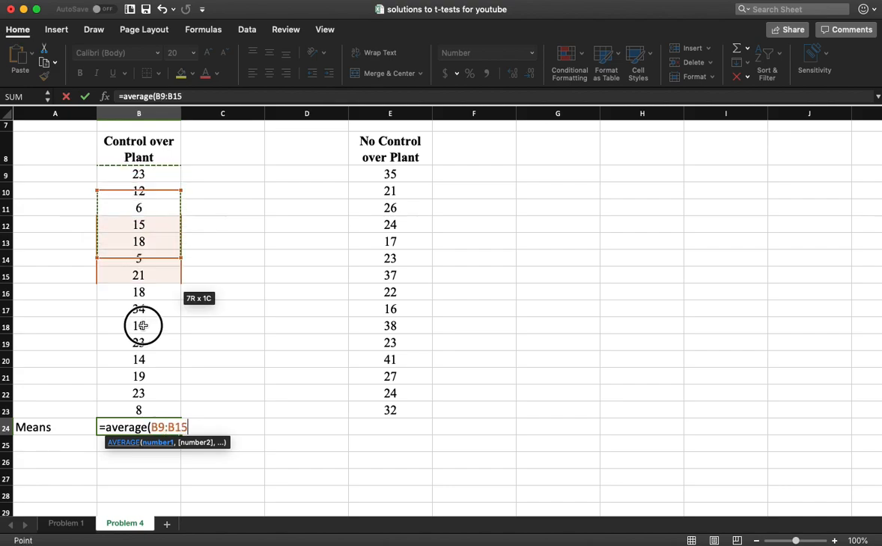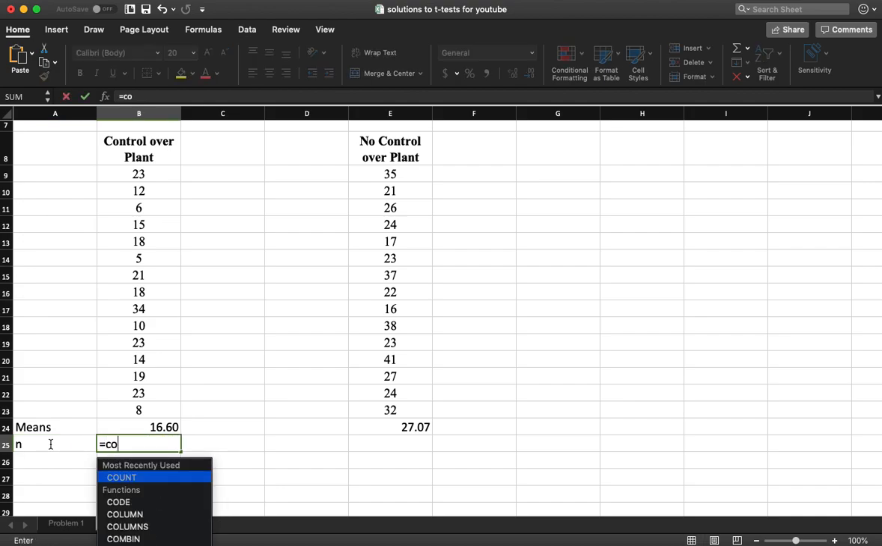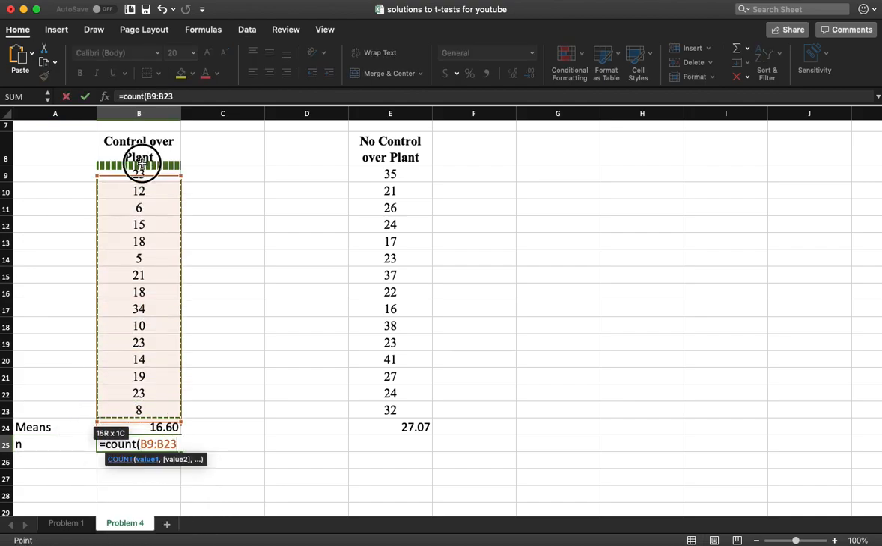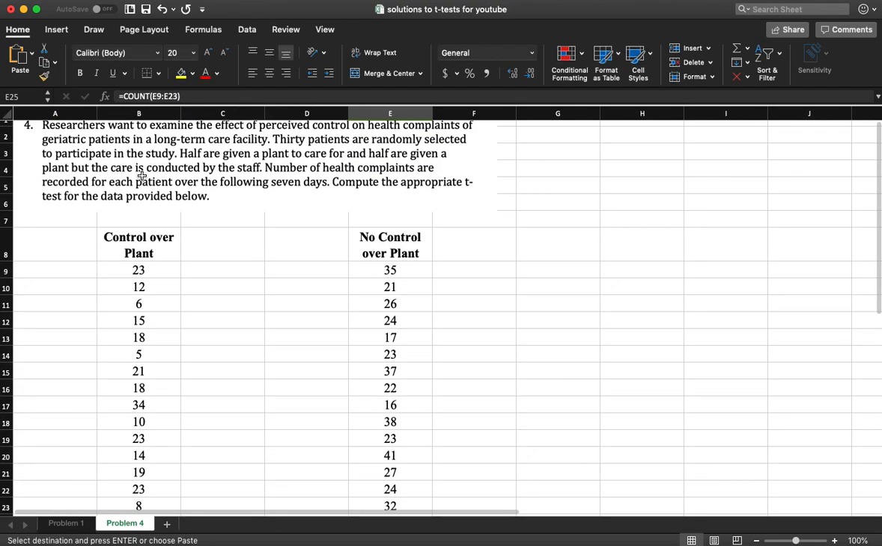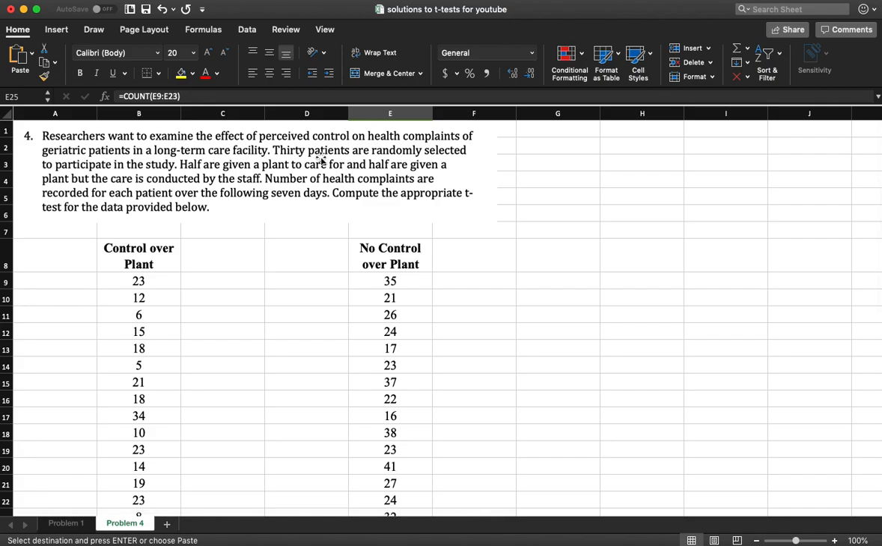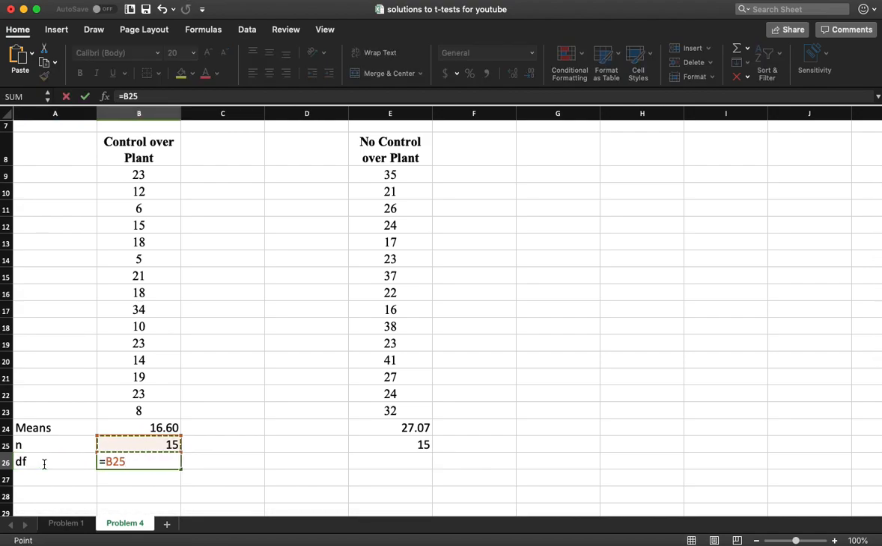So we'll take the average of everybody who had control over their plant, and we'll take the average of everybody whose plant was cared for by the staff. We're also going to count the number of scores in each group because we're going to need degrees of freedom later on. And just like it says in the problem, 30 patients were selected, half were given a plant to care for, so that's 15 in each group. We can do degrees of freedom now too if you really want to. It's the n minus 1 in each group.